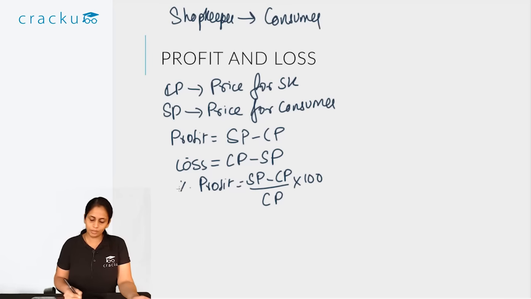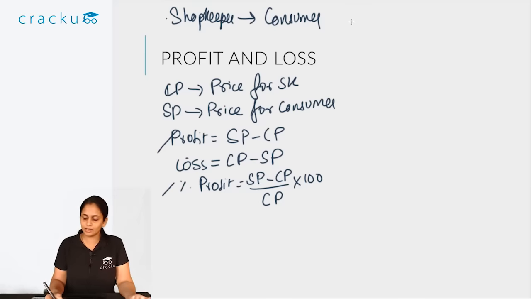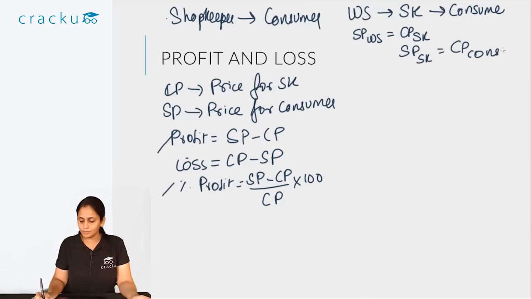This profit percentage is from the perspective of the shopkeeper, because he is buying at a particular rate and he is selling at a particular rate. Now suppose there are three people involved: a wholesaler, a shopkeeper and a consumer. Then the selling price for the wholesaler is equal to the cost price for the shopkeeper, and the selling price for the shopkeeper is equal to the cost price for the consumer. So there's a chain like this.